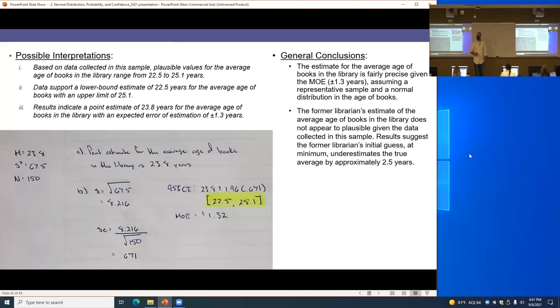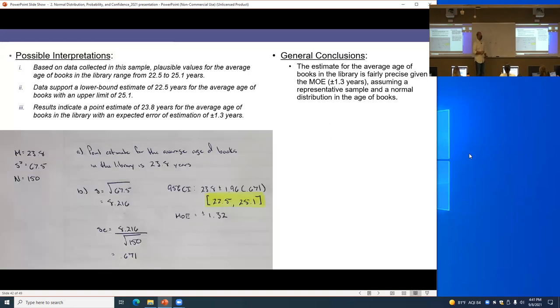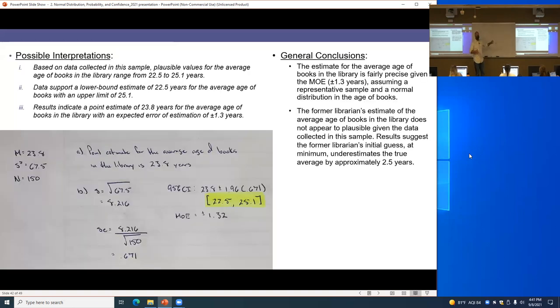My lower bound, at minimum, is 22.5 years. They're saying 20. Is that saying that it couldn't be 20? I'm not saying it couldn't be 20. The estimate I got might just be big. I might have, by chance, collected a bunch of older books that pulled me higher. But based on the data that I've collected, it seems like that's not a reasonable estimate, right? So, questions on how we took this interval estimate and pulled some more meaningful and nuanced inferences about the age of the books?